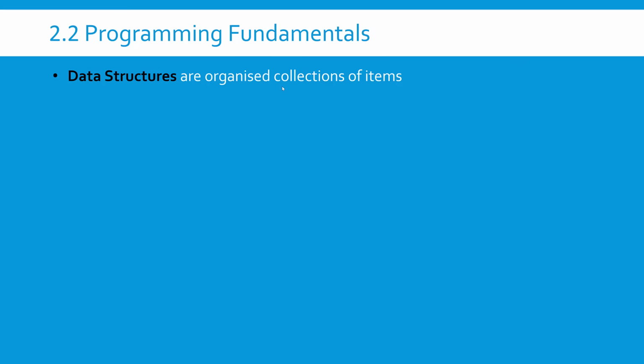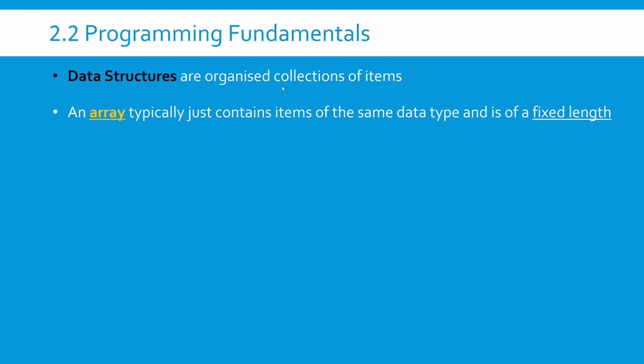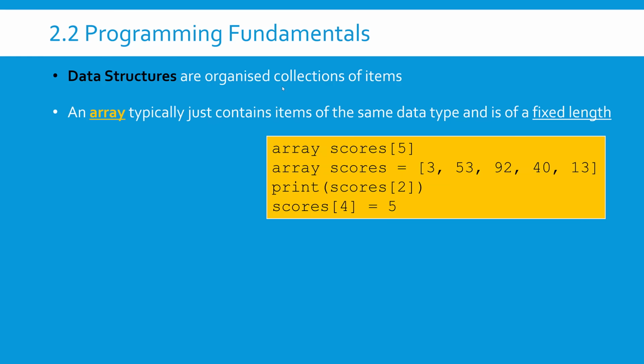Data structures are organised collections of items. We've got a couple, but an array is our main type. So an array typically just contains items of the same data type and will generally be of a fixed or static length, meaning once you set it to be, in this particular case, 5 items, you can't then add a 6th item to it, it's fixed.